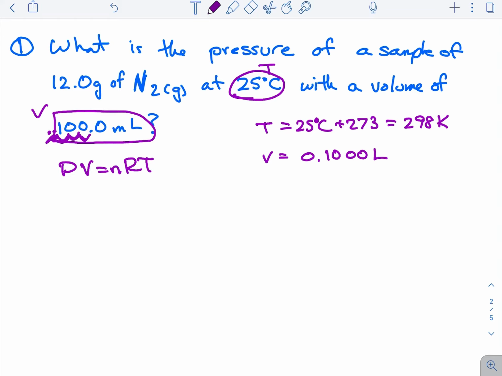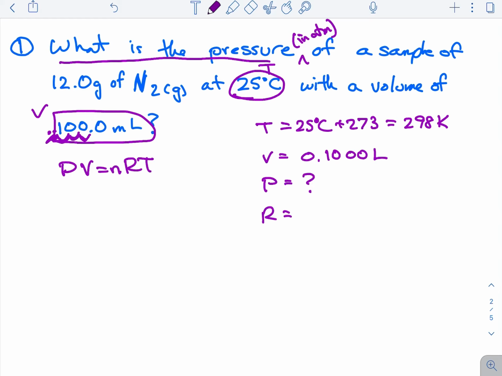All right, so we're looking for pressure because it asks us what is the pressure. So I'm going to write P equals question mark. Oh, and it didn't ask us for units. Let's go ahead and stick a unit here. So what is the pressure in atmospheres? So let's say that we're asked for this in atmospheres.